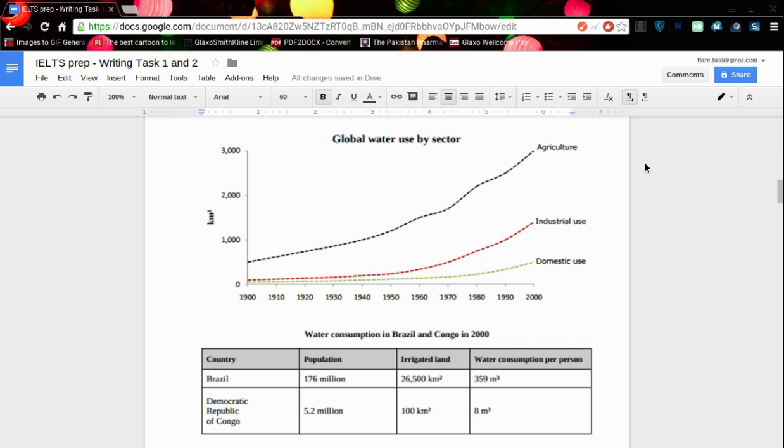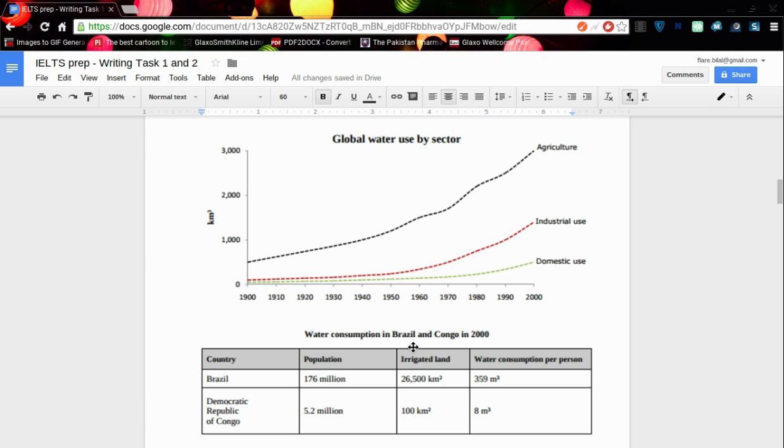So we'll start. Global water use by sector. First, just skim the information. We know that this is global water use by sectors. Sectors include agriculture, industrial use, and domestic use. Let's take the axes. The x-axis shows years, and the distance between every year is a decade. 1, 2, 3, 4, 5, 6, 7, 8, 9, 10. Yeah, this is a century. This is kilometer cube, the water usage. So it's the volume of water that is used.